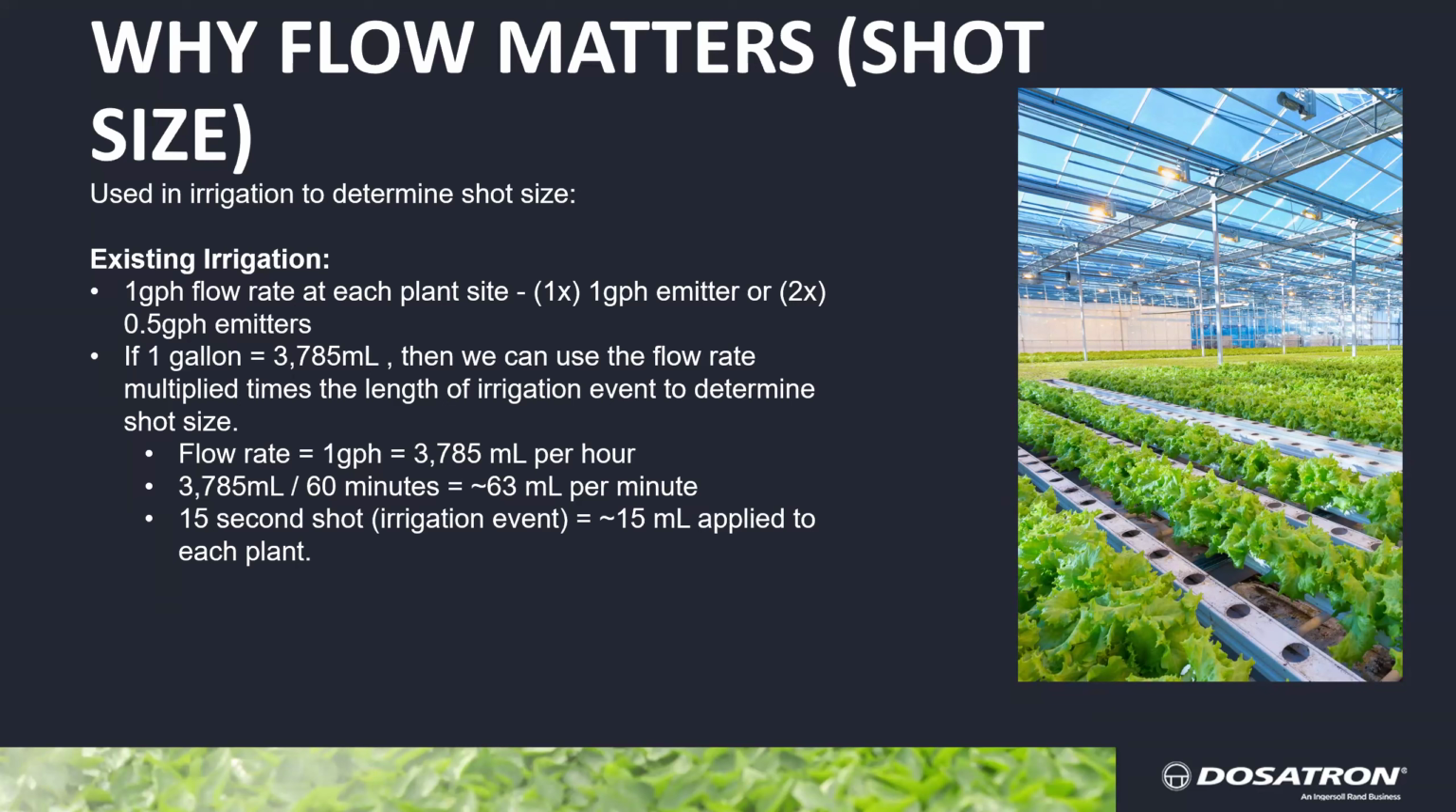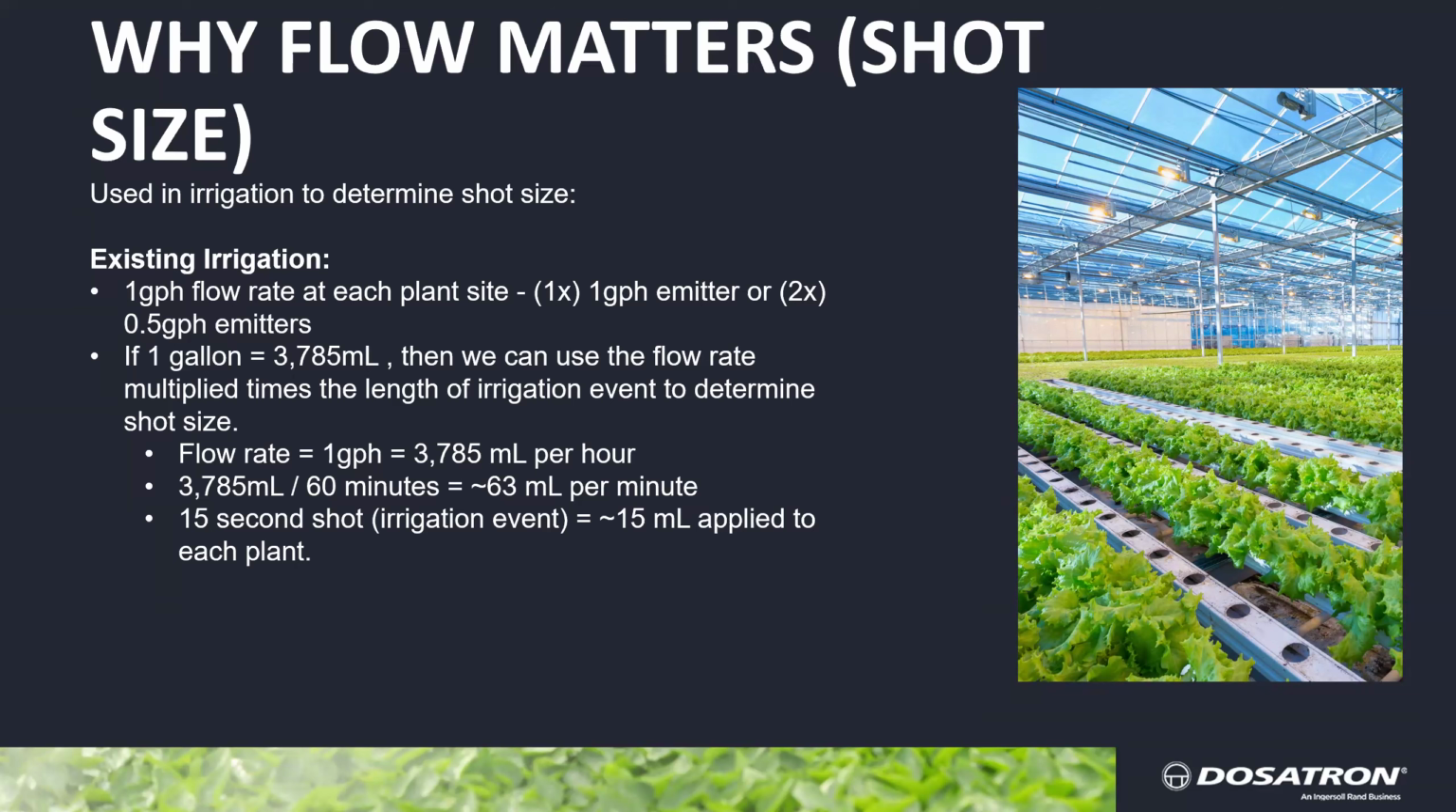So let's look at this example here. I have a zone, and each one of my plants on that zone is getting 1 gallon per hour. That could be a single gallon per hour emitter or two half-gallon per hour emitters, right? But the total flow rate at each plant is 1 gallon. From our previous example, we know that 1 gallon is equal to 3,785 milliliters.